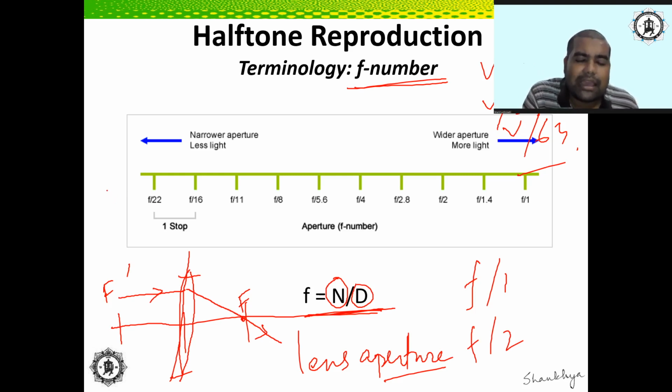One value of F number may be 22. The normal convention is F by 22 is written. So the F number is 22. You do not say F by 22, you say F number is 22. 22 F number. All right.